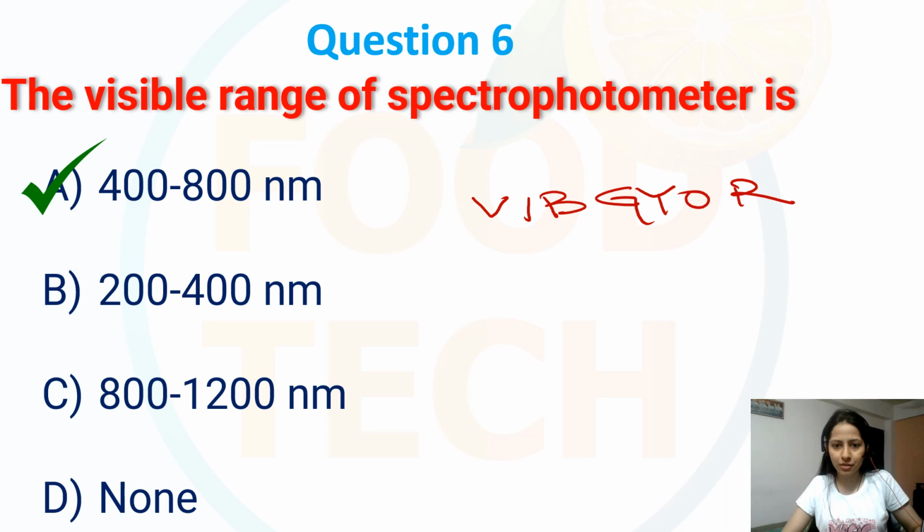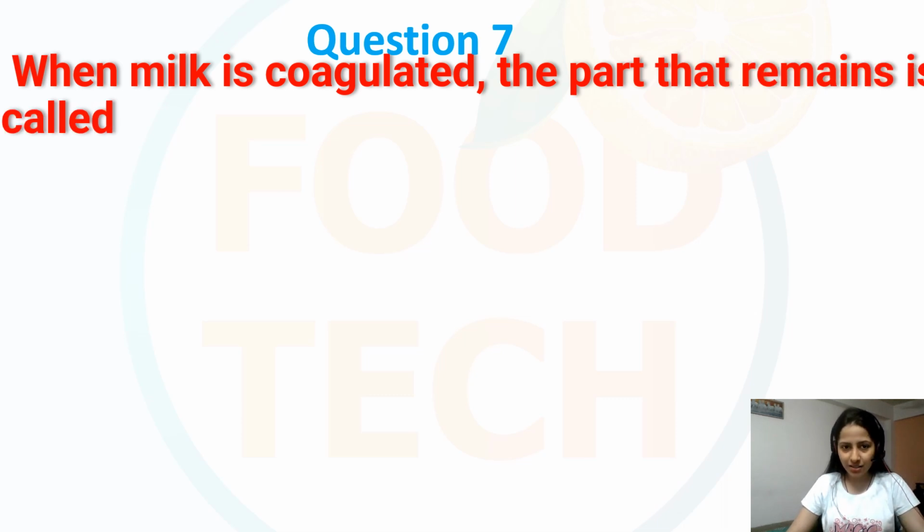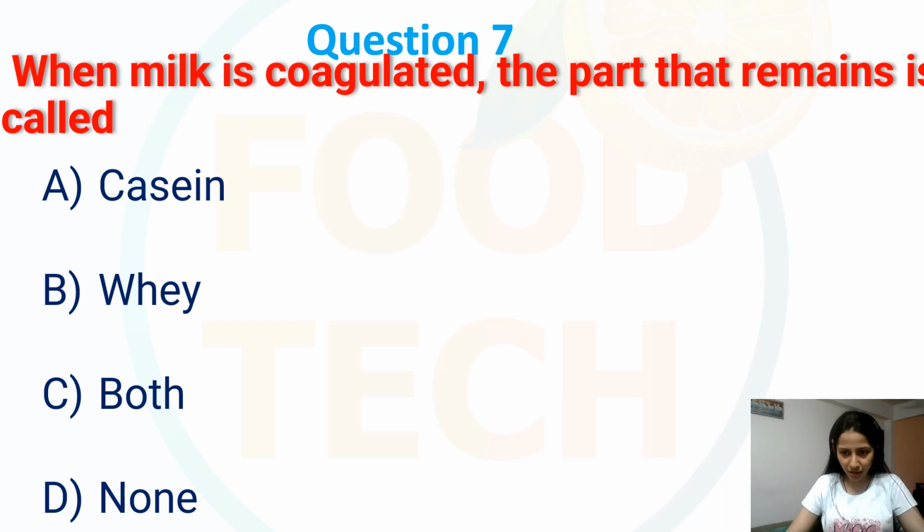So from violet to red, my correct option will be option A, that is 400 to 800 nanometer. Next, question number 7. When milk is coagulated, the part that remains is called. My options are casein, whey, both, or none of the above. So when milk is coagulated, the part that remains is called what?